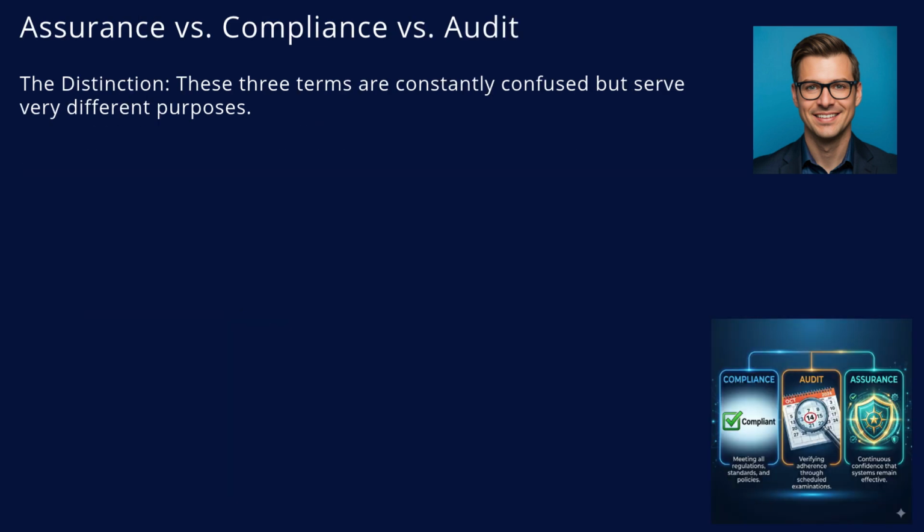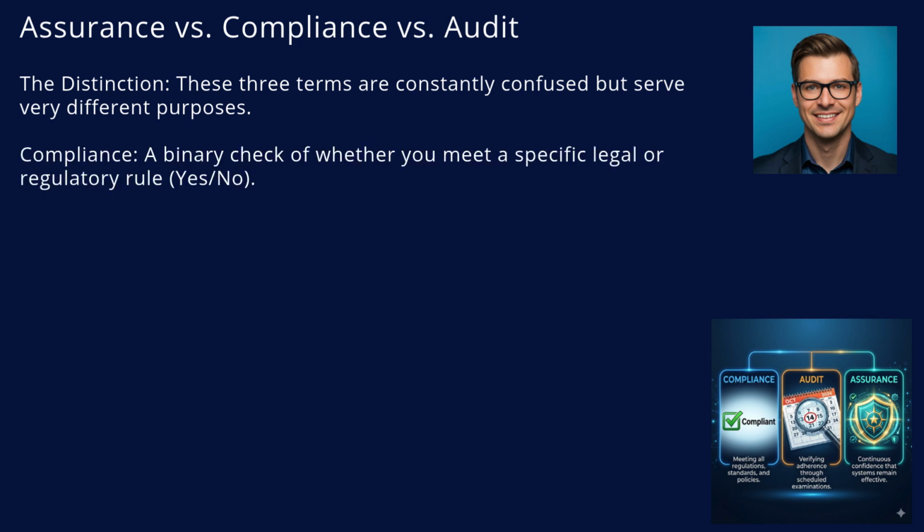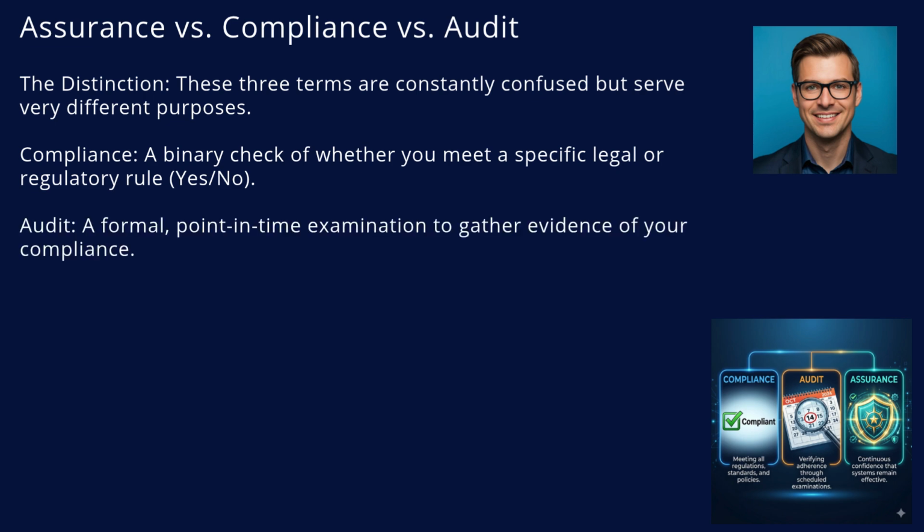To succeed, we must make a vital distinction. The terms assurance, compliance, and audit are constantly confused in the corporate world, but they serve fundamentally different purposes. Compliance is simply a binary check of whether you meet a specific legal, regulatory, or contractual rule. It is a yes or no question. Did you encrypt the database? Yes, you are compliant.